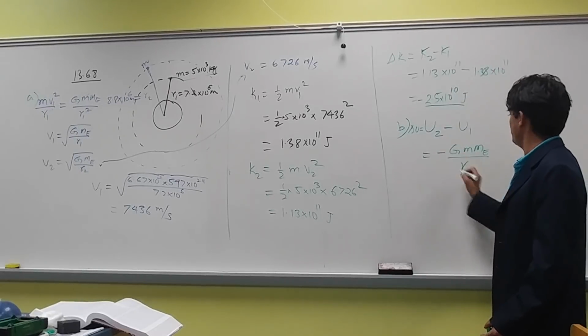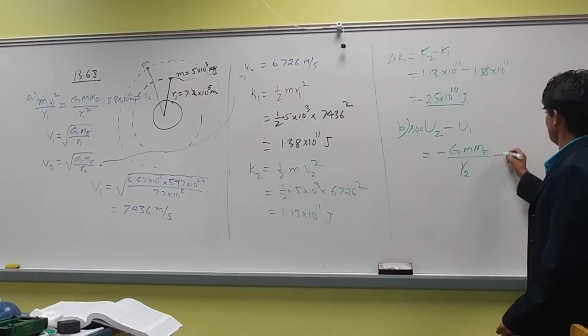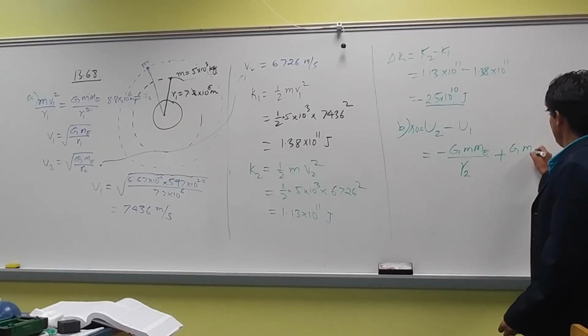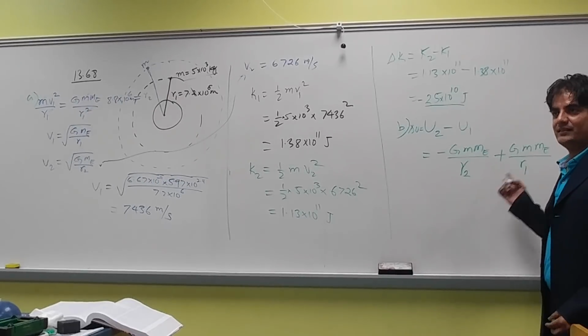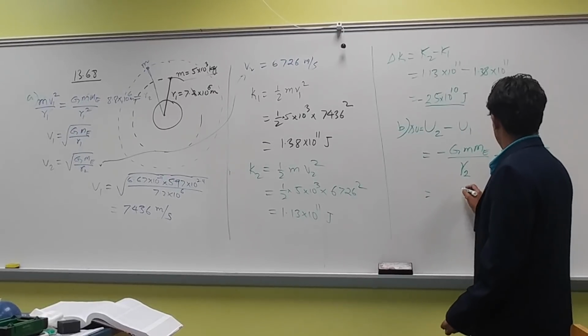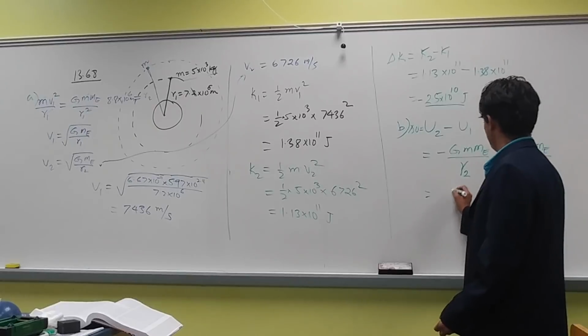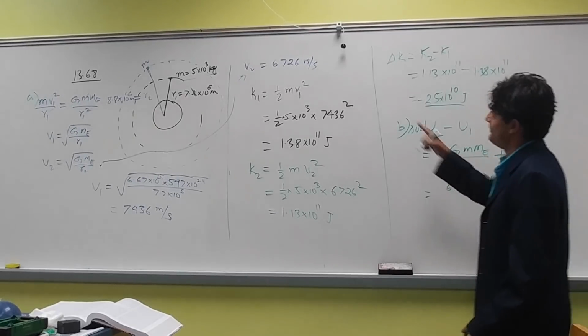R1 means R2. Right? Minus U1 is minus, which is plus G M M E divided by R1. Right? That is the potential energy. So for the change in potential energy, all you do is plug in the numbers. Minus, well, this will be 6.67 times 10 to the negative 11 times. What is M?